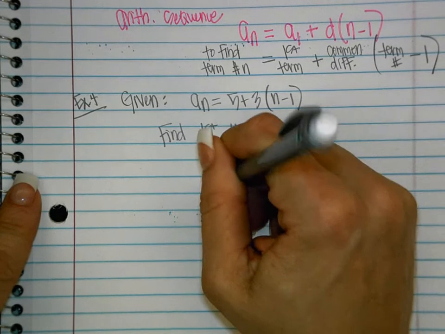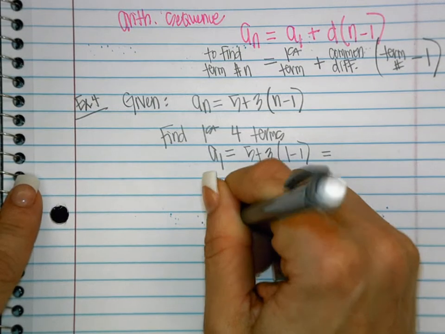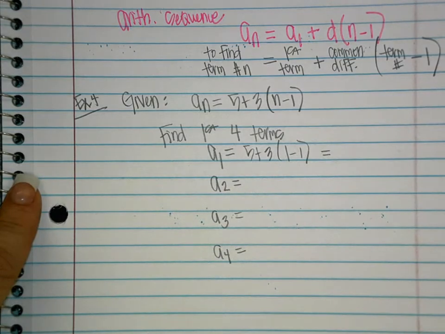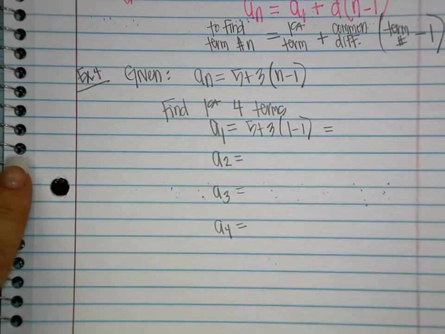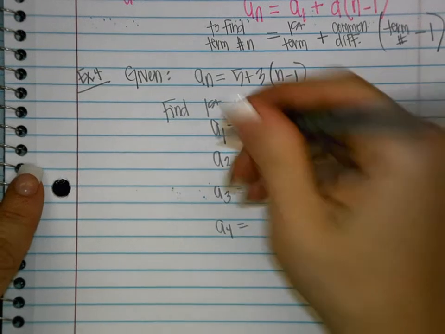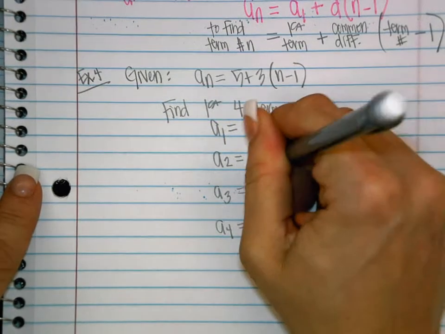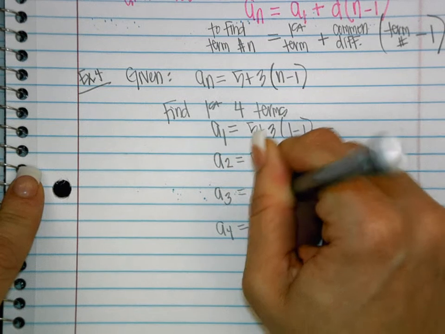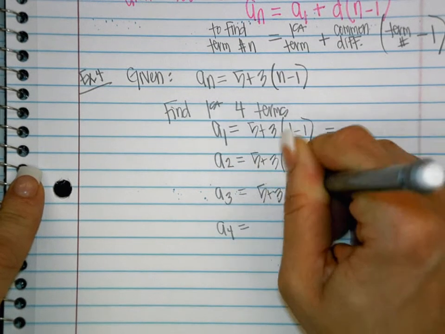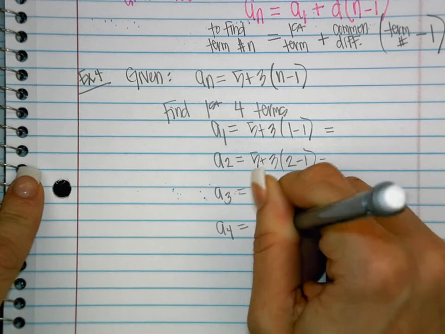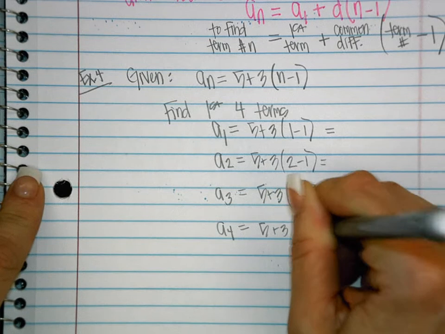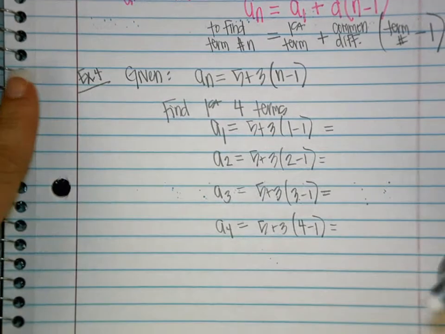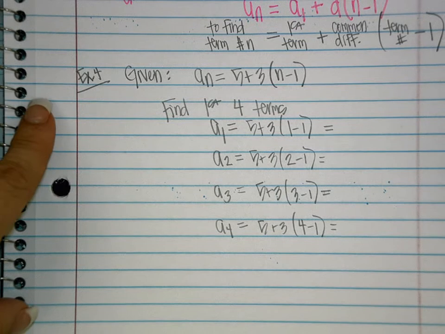Then do A2, and we're going to do this all the way through A4, and you're going to make an arithmetic sequence. So you're going to tell me what is the list if I plugged into these. So you do 5 plus 3 times 2 minus 1, 5 plus 3 times 3 minus 1, and 5 plus 3 times 4 minus 1. You are capable of doing basic arithmetic. Use your order of operations.